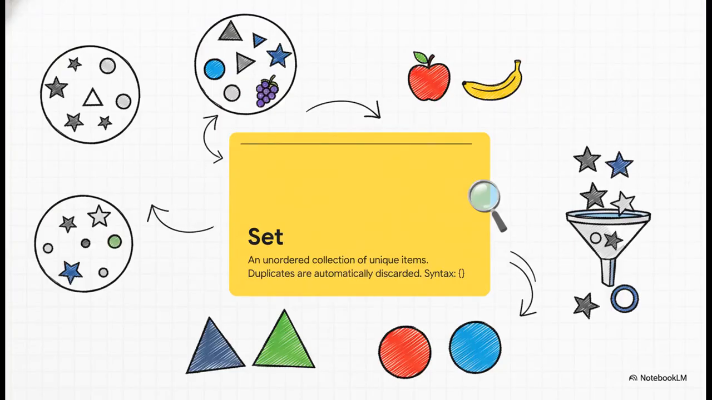Now, a set is totally different from a list in 2 major ways. First, it's unordered. That means it gives you 0 guarantees about the sequence of its items. And second, this is its whole reason for existing. It only stores unique items.